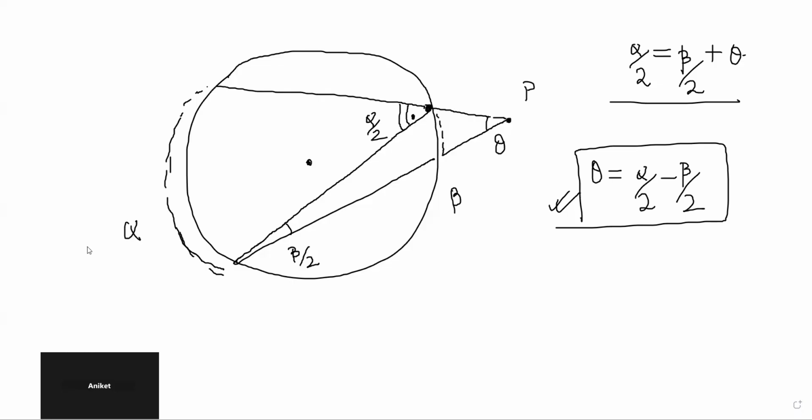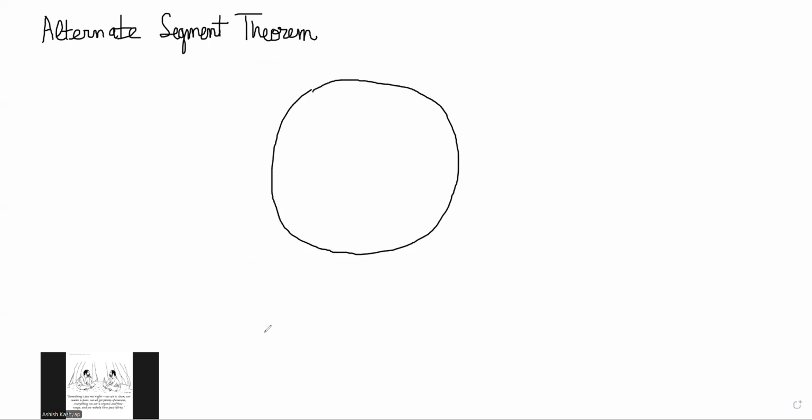Yes, sir. Okay. Next theorem is alternate segment theorem. This is very important. Does anybody know what this is? So in a circle and a triangle made. Triangle? No, triangle is not needed. Alternate segment theorem should not be said like that. It is basically the angle between the tangent and a chord.